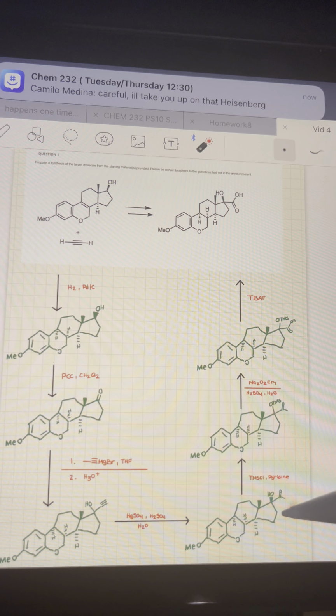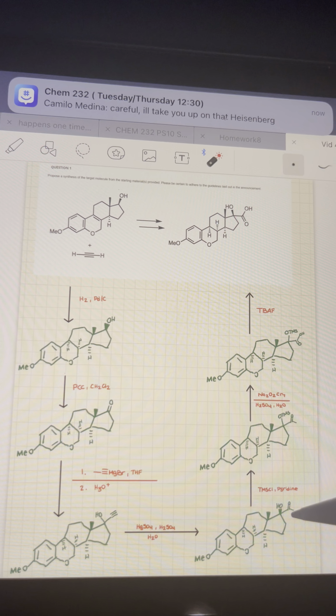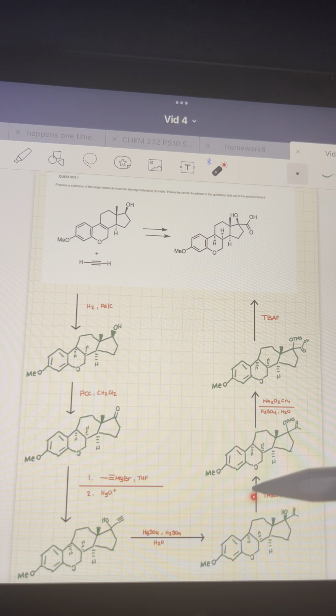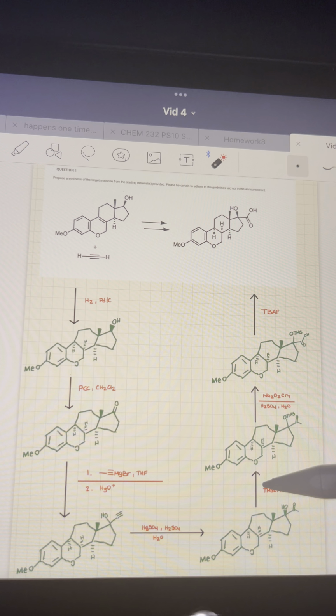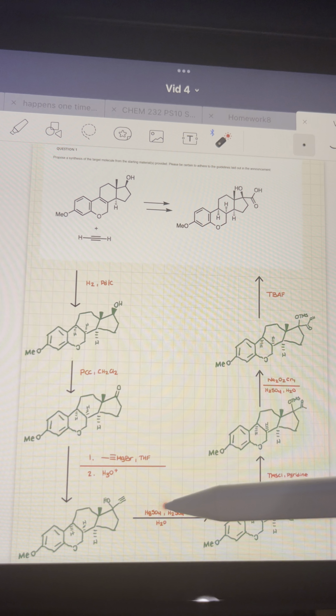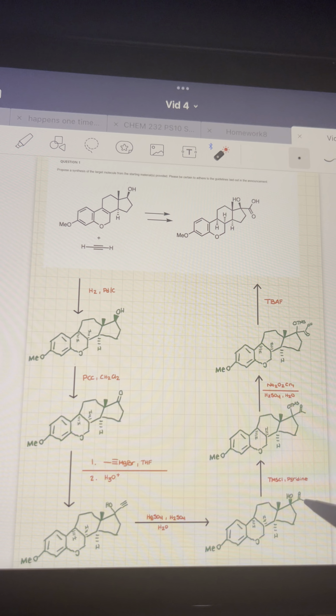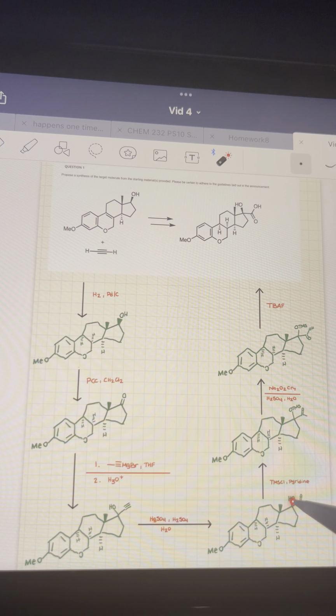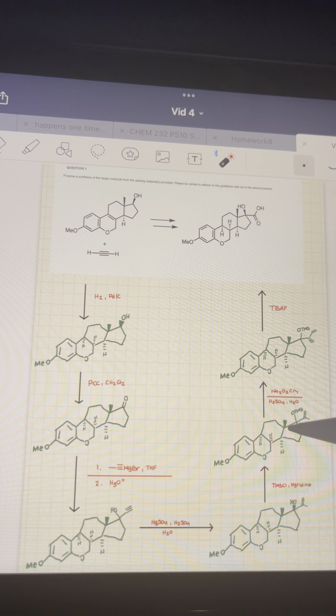So once we have our ketone, we're going to switch hydroxide to a better leaving group in the next step through the use of TMSCl and pyridine. And then also, just to mention in this step with the mercury, with the addition of that ketone substituent, we also created stereochemistry here at the hydroxide.